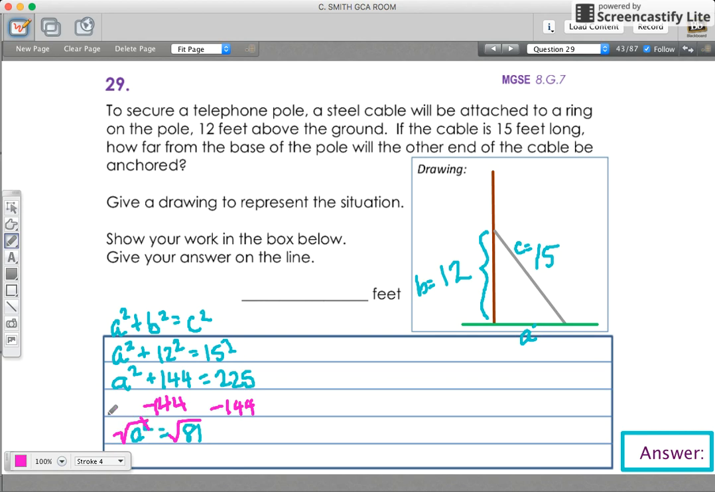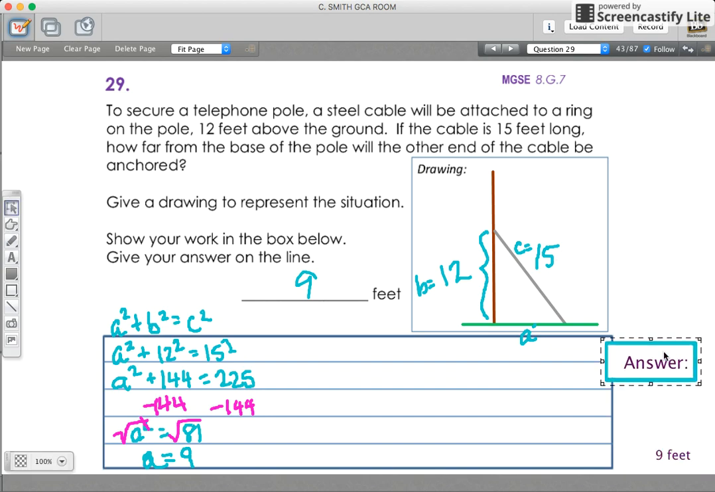It's going to cancel the square and the square root, and we're going to be left with 9. A equals 9. Okay. So the distance between the base of the pole and the base of the cable is 9 feet. Correct answer is 9.